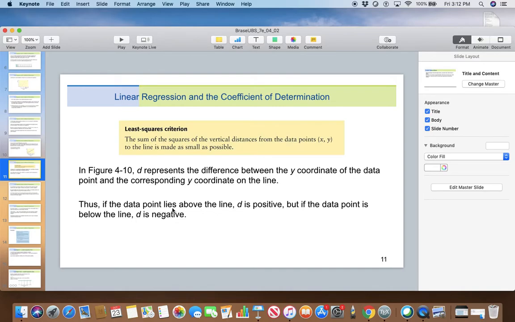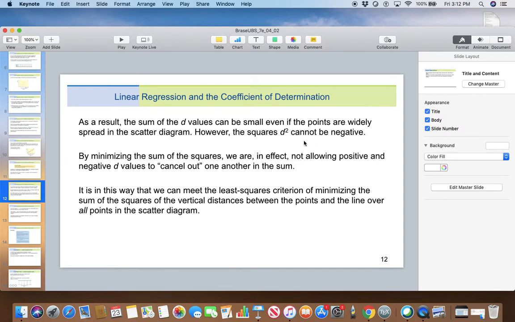So if the data point lies above the line, D is positive. If the data point is below the line, D is negative. This is why we square it, because you don't want the positive to cancel the negative in the sum. Otherwise the sum can be small even if the points are widely spread. Therefore, you square it. That way, you don't get a negative thing to add.